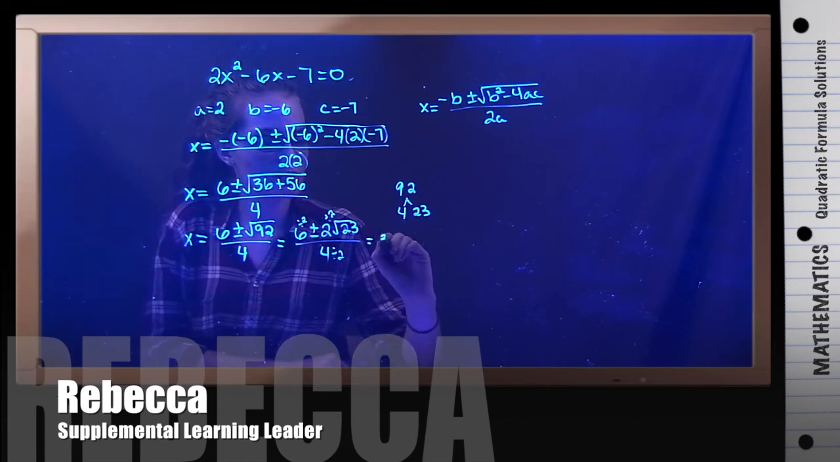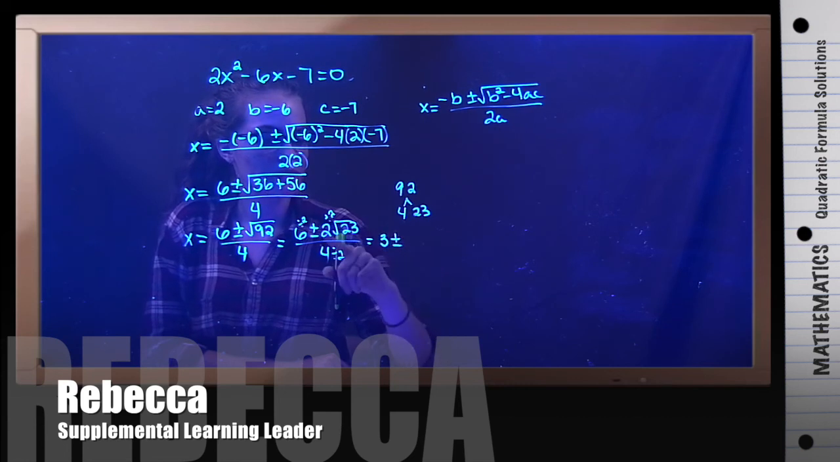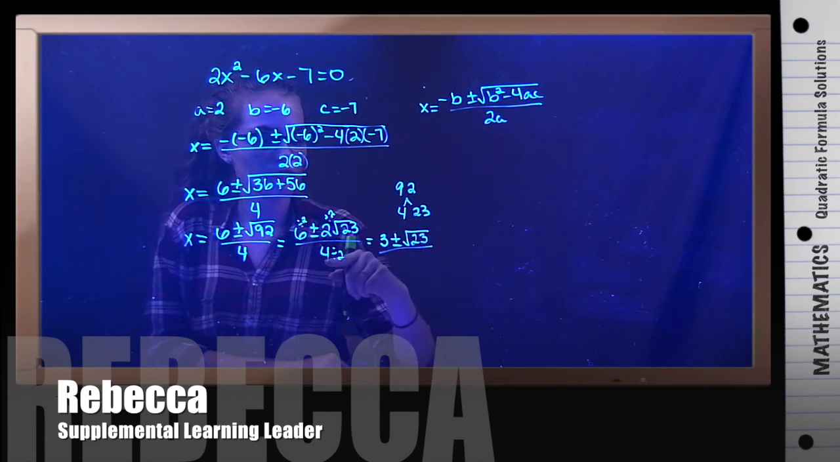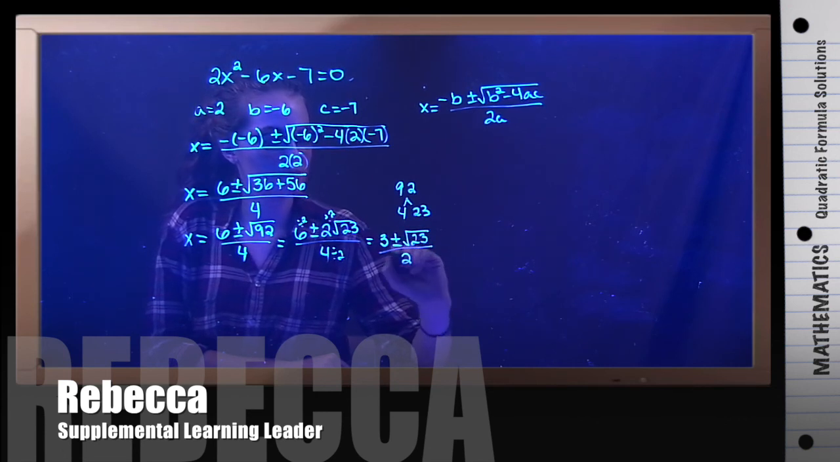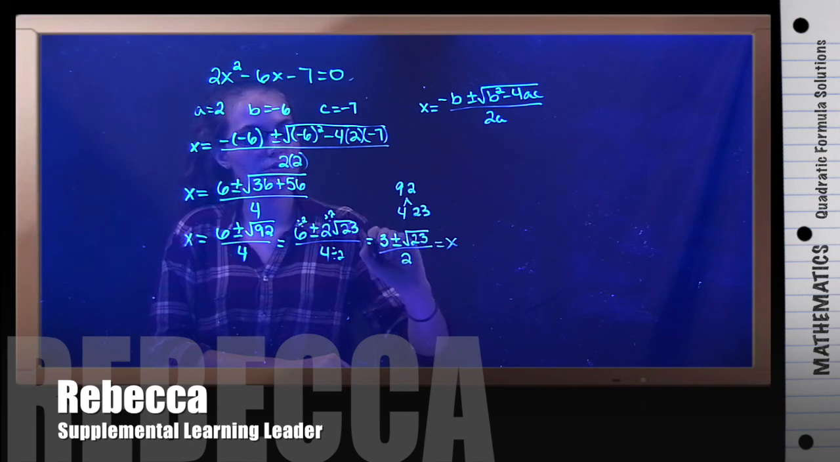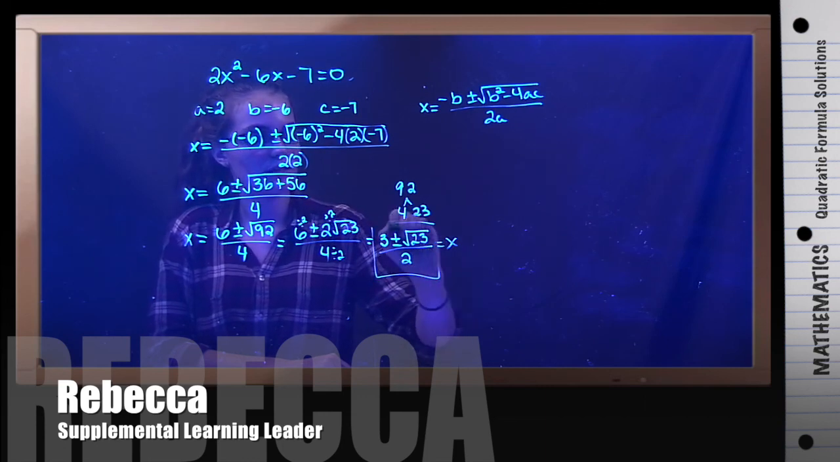6 divided by 2 is 3. 2 divided by 2 is 1, so you don't have to even write that. You can just write the square root of 23 over 4 divided by 2 is 2. So x equals 3 plus or minus the square root of 23 over 2. And that's our final answer.